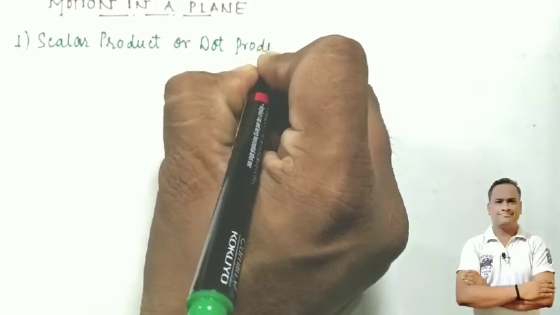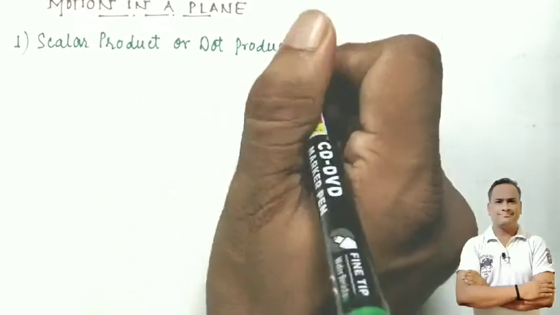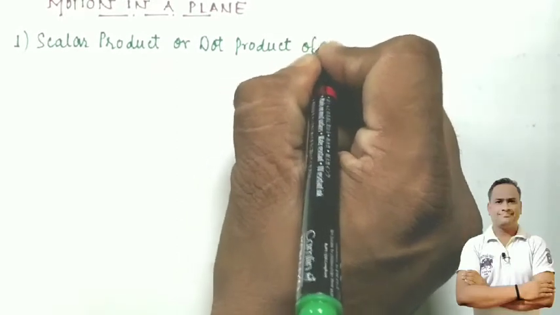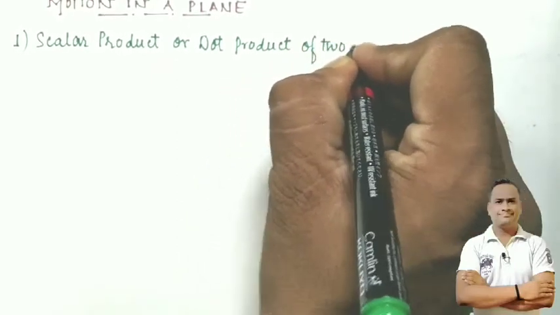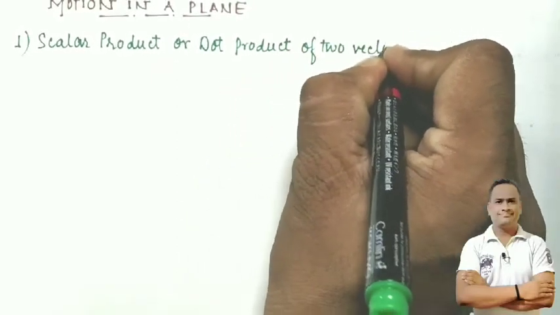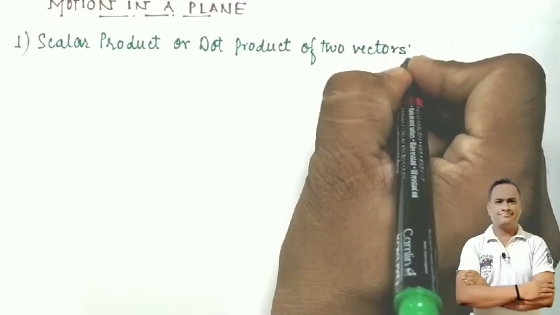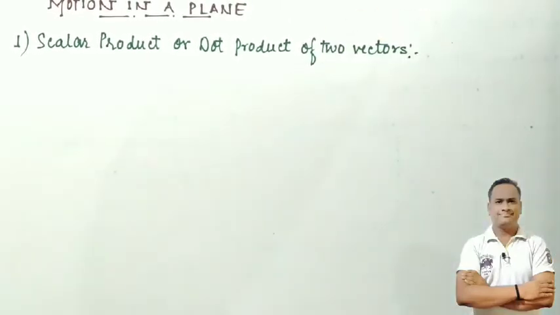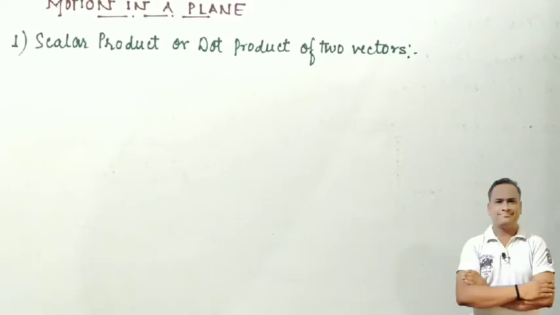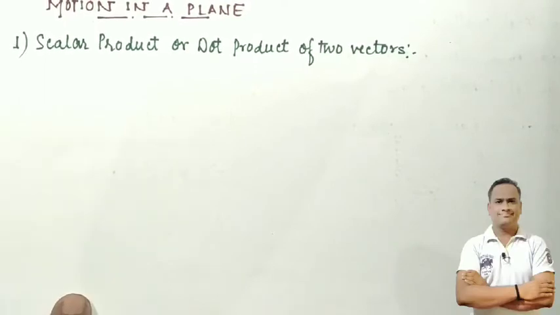So here I am writing the topic: scalar product or dot product of two vectors. How we can easily find out the product of two vectors as a dot product. So students, what the dot product, the scalar product of two vectors, says is that a scalar quantity is equal to the product of the magnitudes and the cosine of the angle between them.